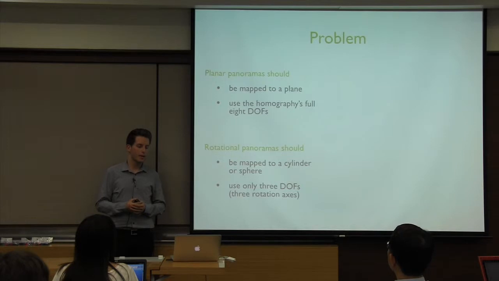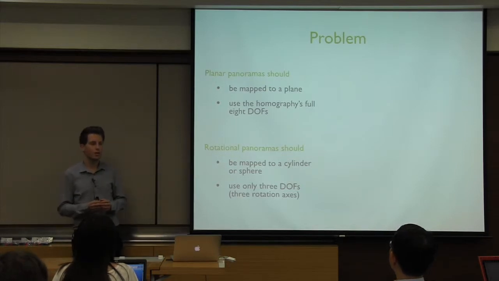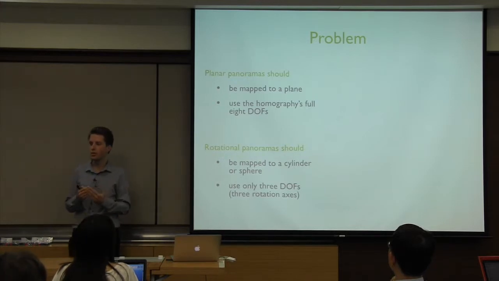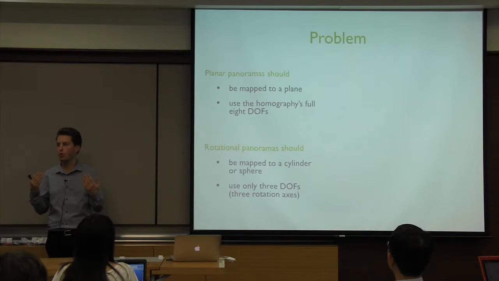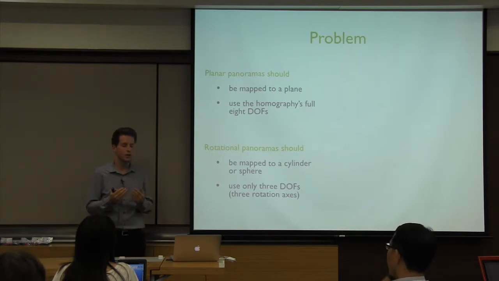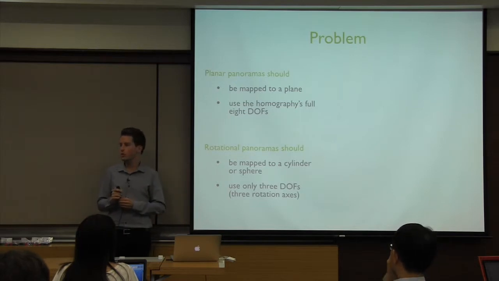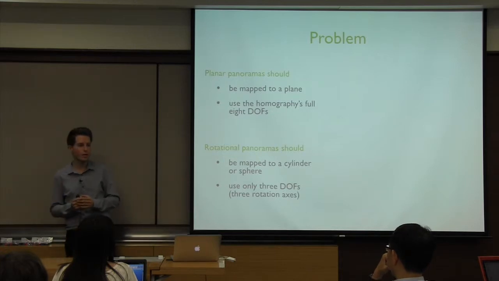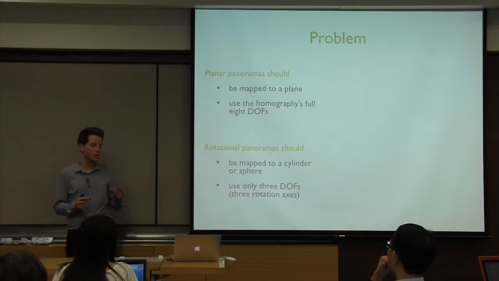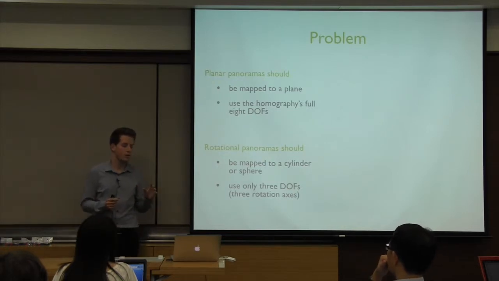Okay. Another problem that we have is that the planar panoramas should always be mapped onto a planar mapping surface. That's what we would expect when we, for example, take pictures of the wall. We want it to be a planar mapping surface. And we need to use the homography's full 8 degrees of freedom. As I mentioned before, the homography is a 3x3 matrix, but we can scale it any way we want, so it only has 8 degrees of freedom. And we want to use all these 8 degrees of freedom when dealing with planar panoramas.